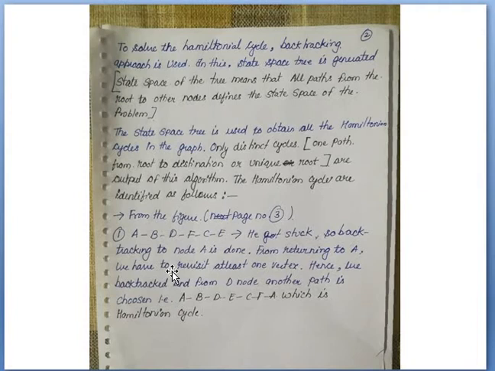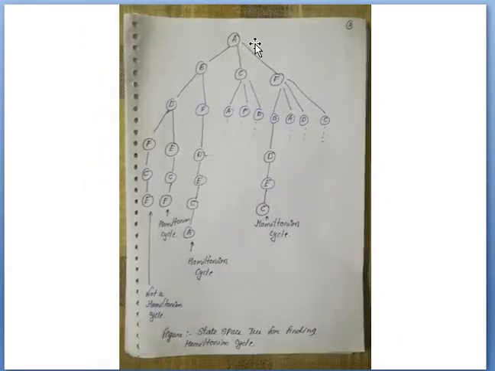So we are returning to the root node, and we are revisiting at least one vertex. We backtrack from D node to another path, that we have chosen in the state space graph, that is A, B, D, E, C, F, A, which is a Hamiltonian cycle.